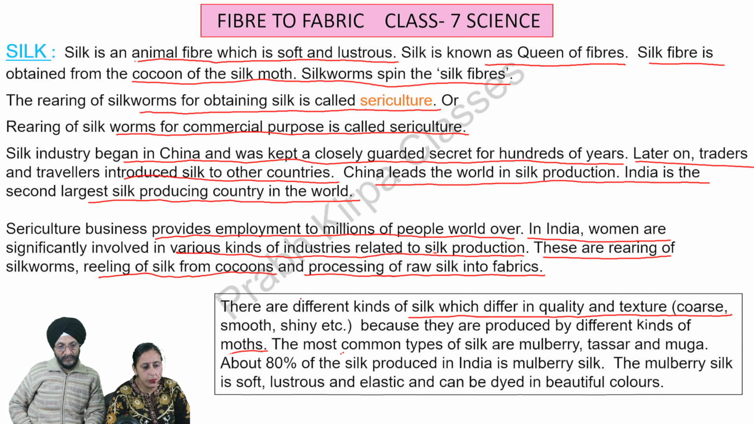The most common types of silk are mulberry, tussar, and muga. About 80% of the silk produced in India is mulberry silk. The mulberry silk is soft, lustrous, and elastic and can be dyed in beautiful colors.